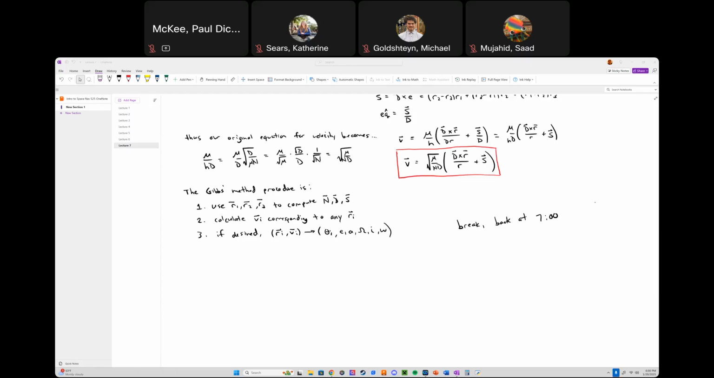Welcome back, everybody. So we're going to do one more orbit determination method, and then we're going to stop for the day. The next one is Lambert's problem.